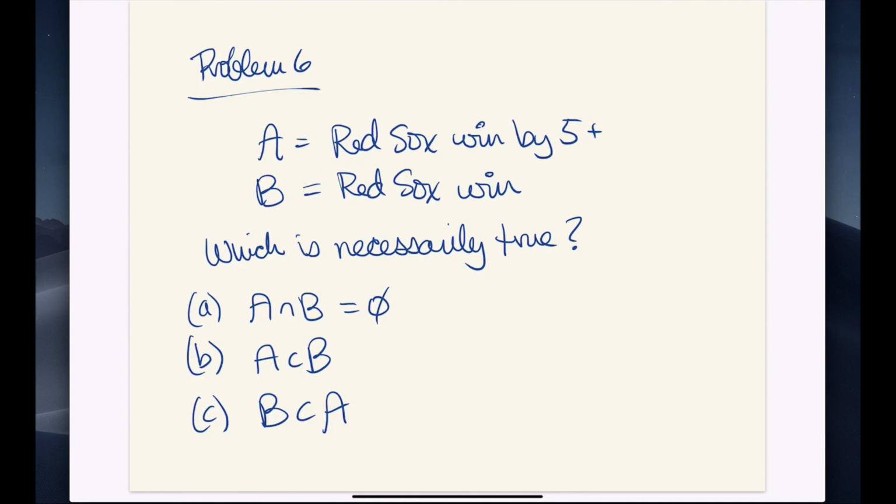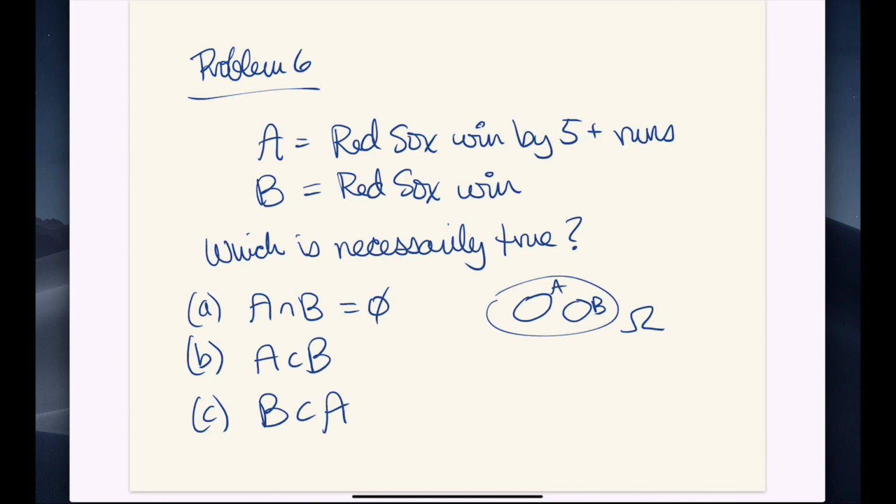Suppose we define 2 events A and B, one that the Red Sox win by 5 or more runs, and the other that the Red Sox win. The question is, which of the following is necessarily true of those 2 events regarded as set theoretic objects in our probability model? So this first one says that A and B intersect in the empty set. In other words, they don't overlap.